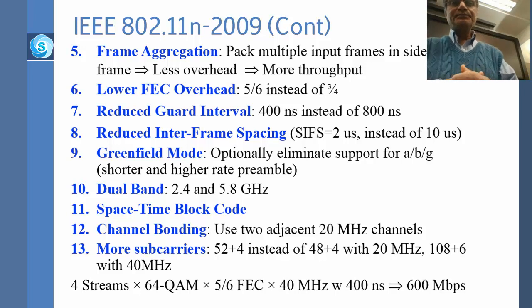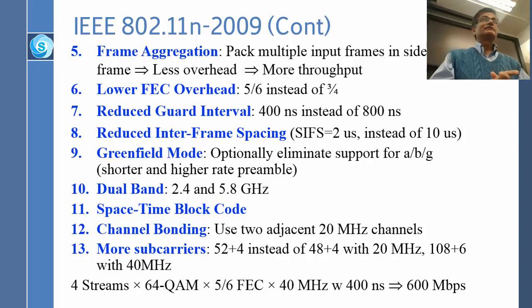Lower FEC overhead. So instead of 5/6, they use 3/4. Now 3/4 and 5/6, what is the difference? 3/4 would be 9 by 12, and 5/6 is 10 by 12.